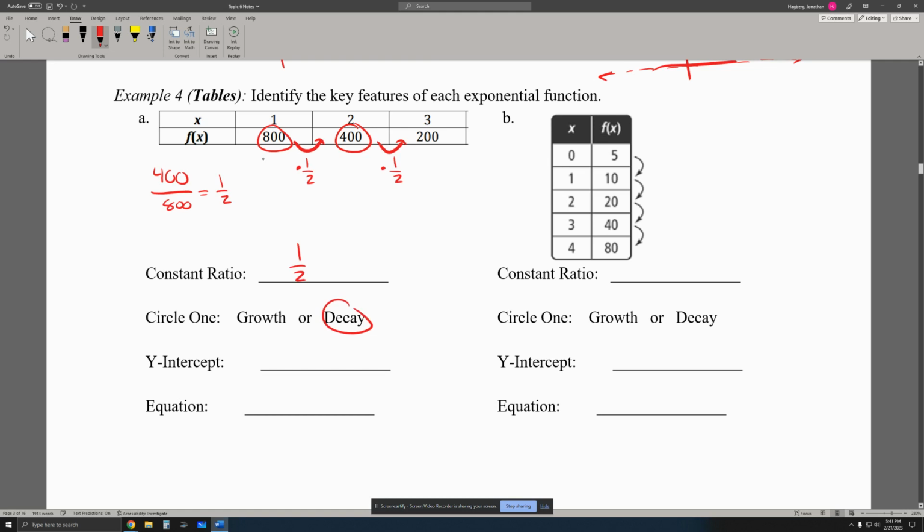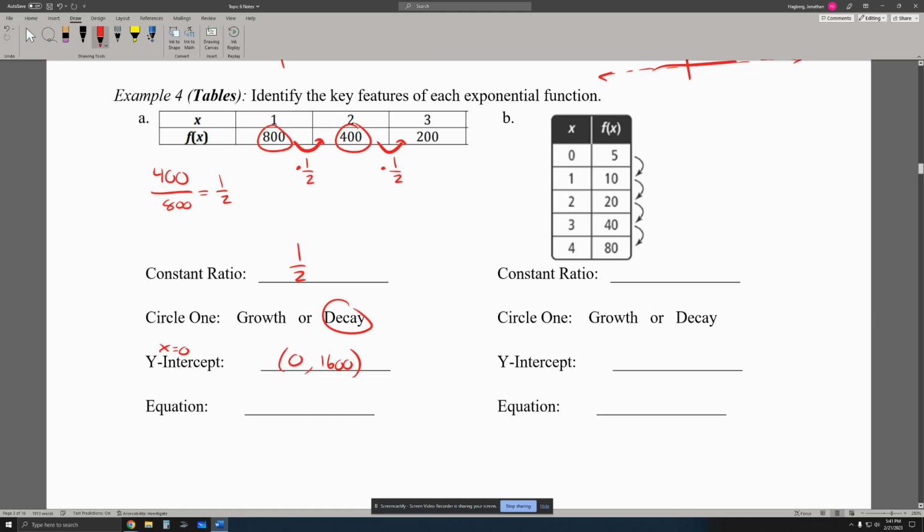The y-intercept would be for where x equals 0, right? So as an ordered pair, we'd have 0 and then some number. Well, this table of values doesn't have x equals 0. So we have to think, what's going to be f of 0? Well, if we're multiplying by 1/2 as we move to the right in the table, I would expect to be dividing by 1/2 as we move to the left, or multiplying by 2. Therefore, the y-intercept is 0, 1,600.